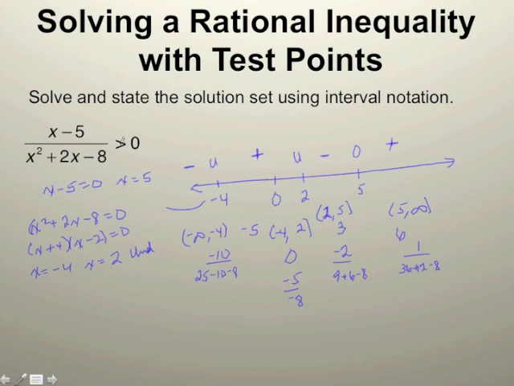So we need this to be greater than 0. So we want the positive places, but it's just greater than, not or equal. So that would be here from negative 4 to 2 is positive in that interval. And it's also positive from 5 to infinity, and this would be the solution.